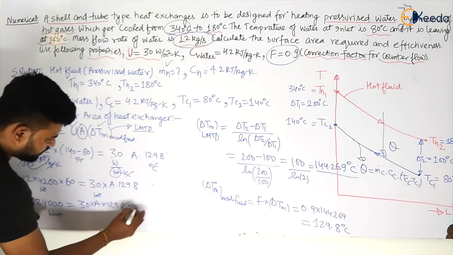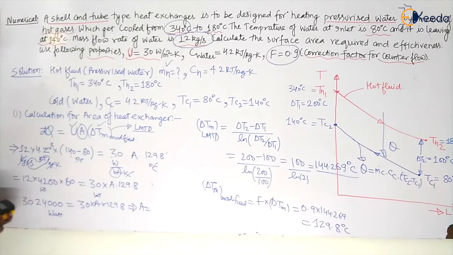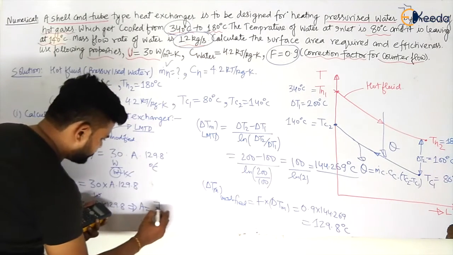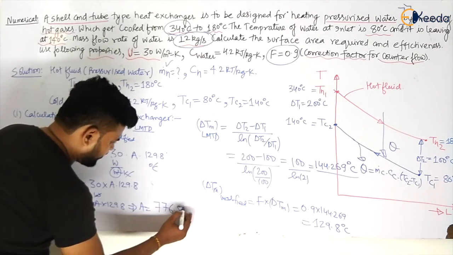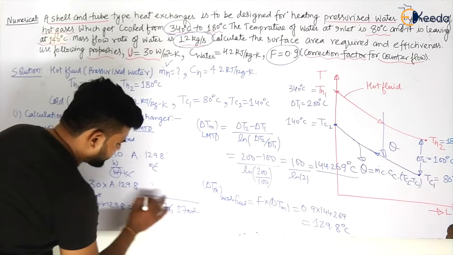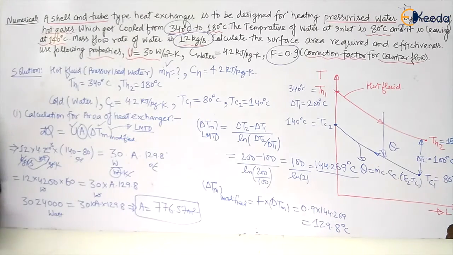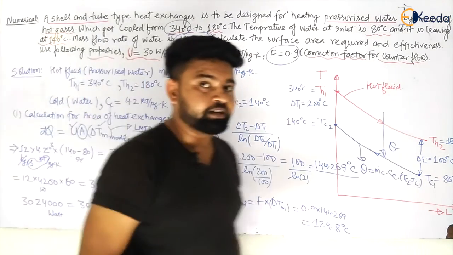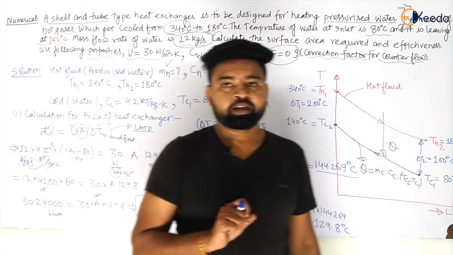Can we have the area now? Yes sir, we can have the area. Let us calculate the area, my dear students. So this will be 30 into 129.8. So this will be 776.57 meter square. Calculations are easy, my dear students. So now we know the area, that is 776.57 meter square.